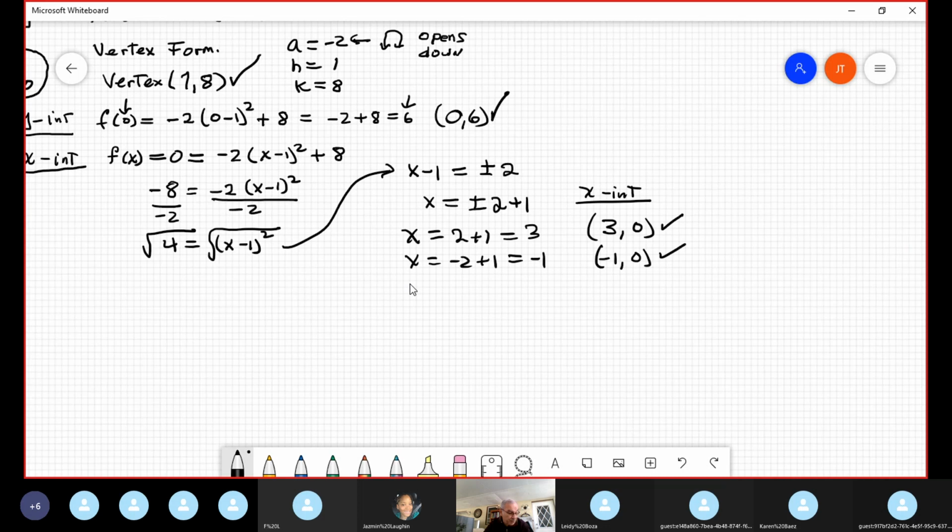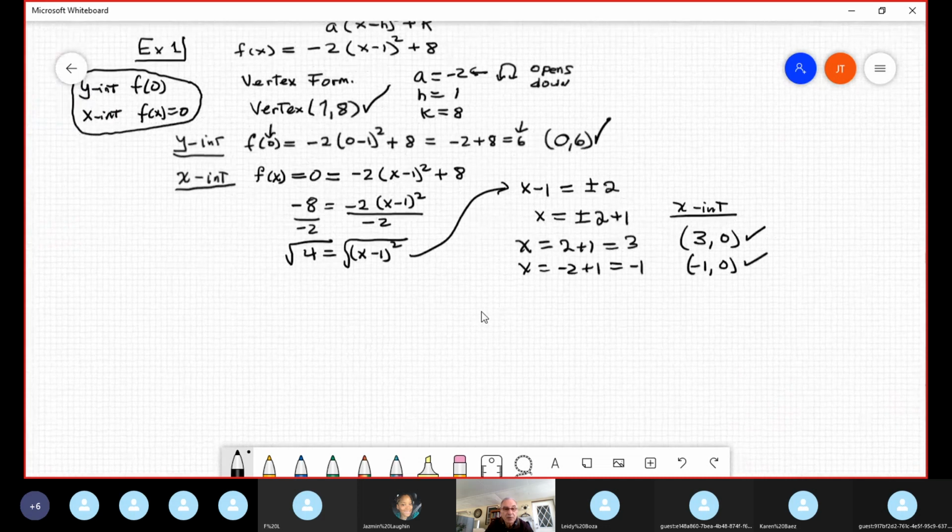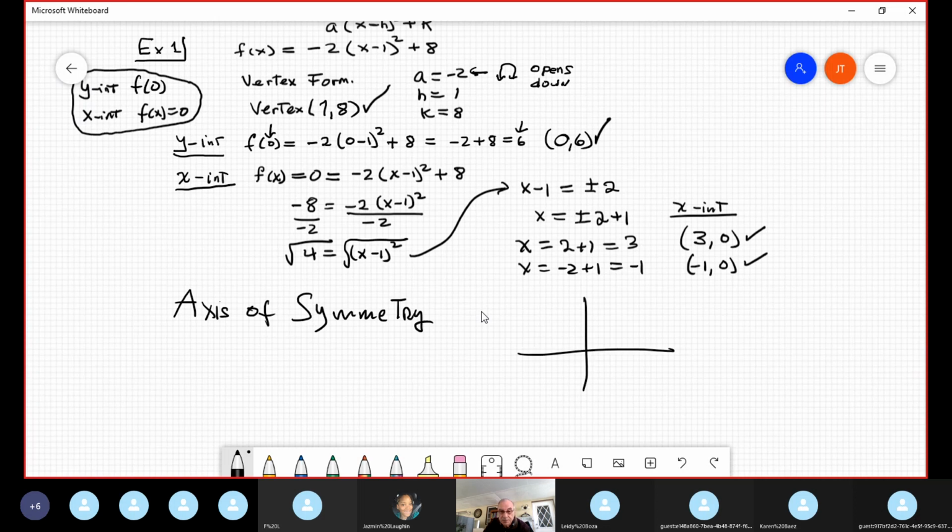Okay, so one important thing in the parabola is the axis of symmetry. What is that? Well, this is easy. You have a parabola, for example, here, and we have one vertical line that splits the parabola into 2 equal parts. And this is the axis of symmetry.